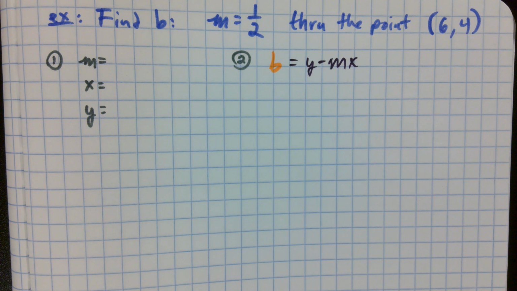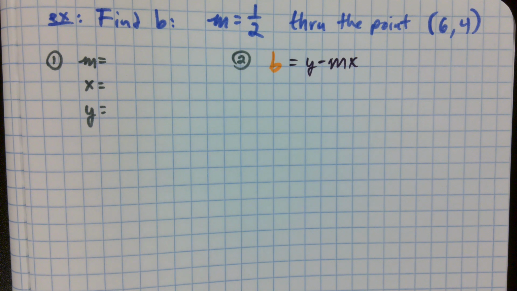So multiplying by a fraction is the same as dividing by the denominator. So what would 6 divided by 2 be? Yeah. Then you do 4 minus 3. And that gives you B. Great job. Those numbers look great. We just got to plug them in.